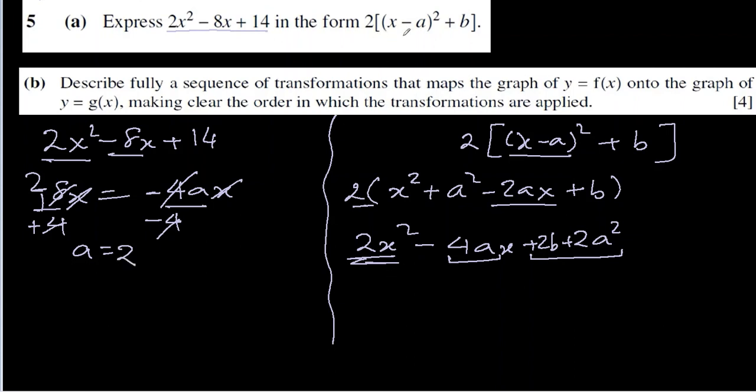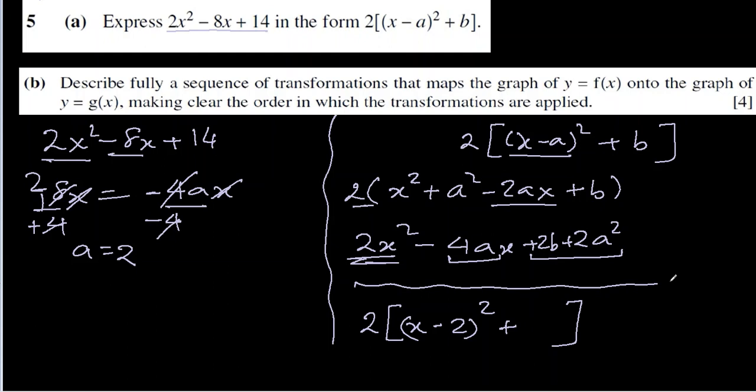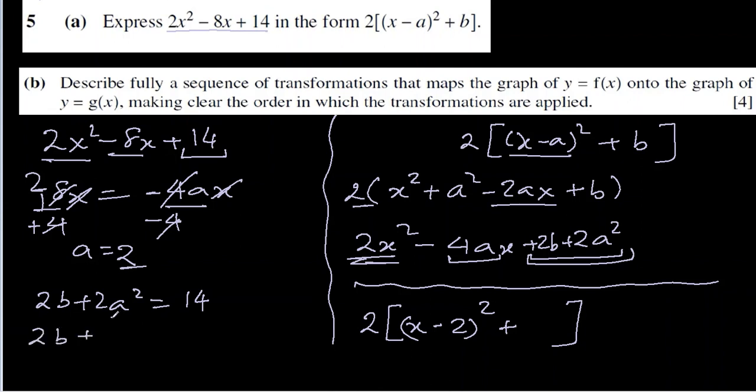So our format was this. 2(x minus a), a is, we got 2 now, square. Now the only thing left is to find the value of b. So we can find it by comparing the constant now. The constant is 14 here. The constant is 2b plus 2a square here. So 2b plus 2a square is positive 14. A we just found out how much? 2. So 2b plus 2 times 2 square is 4.